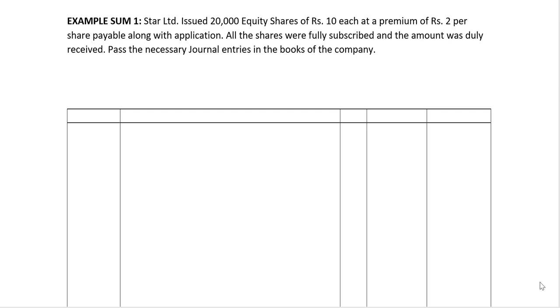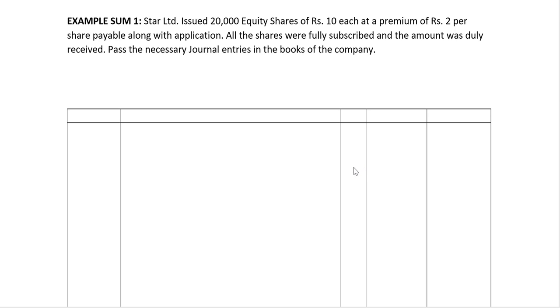Example sum 1. Star Limited issued 20,000 equity shares of rupees 10 each at a premium of rupees 2 per share payable along with application. All the shares were fully subscribed and the amount was duly received. Pass the necessary journal entries in the books of the company.